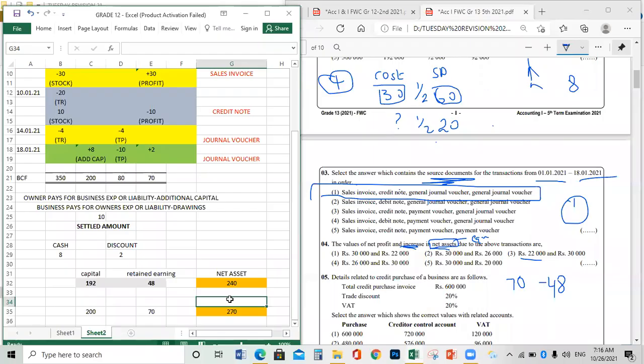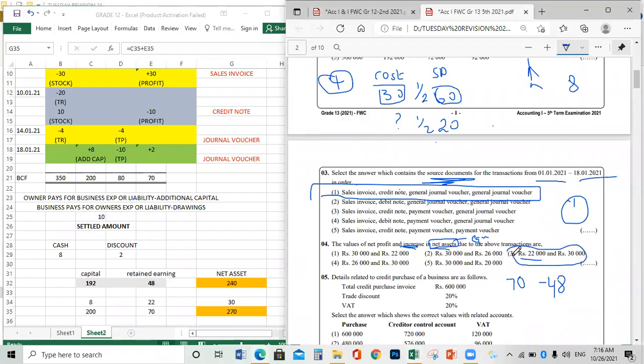Okay, you can even do it another way. You find this difference and add it with this difference. This difference is 8,000, and this difference is how much? 22. So that is 8 plus 22, same thing, 30,000. So the answer for question number 4 is going to be the third one.